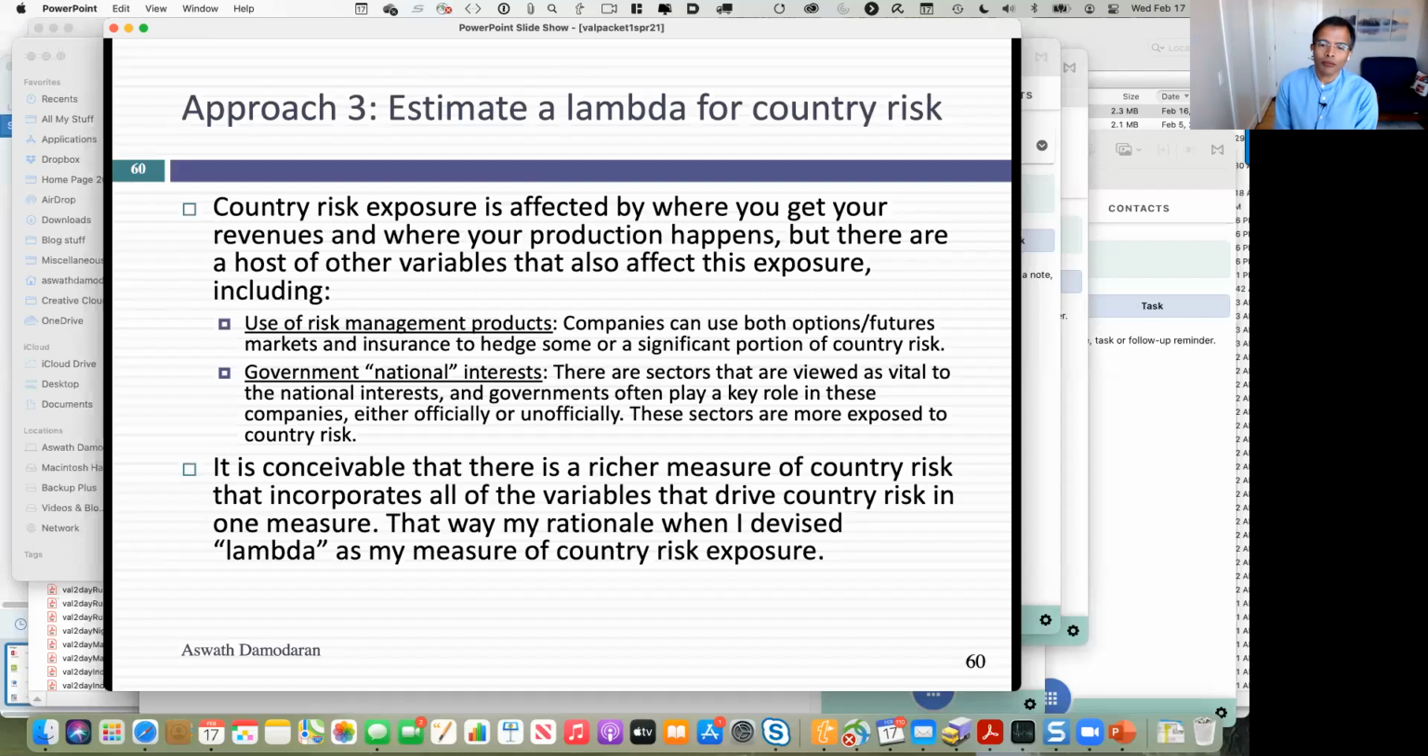So now I'm going to talk about this lambda approach. I'll give you a little bit of the history. I said I concocted this measure, and I really mean I concocted this measure. I've been teaching valuation seminars in Brazil now for almost 23 years. The first time I went to Brazil was in 1997. And in fact, 2020 will be the first year in a long time I haven't been to Brazil.